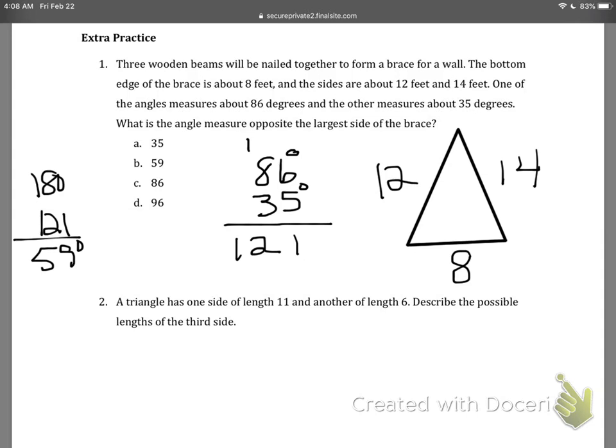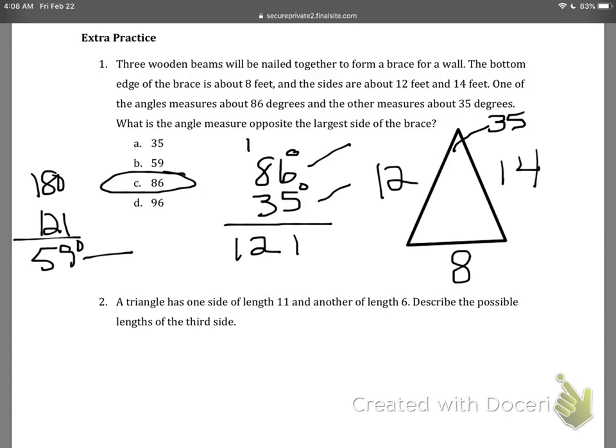86, 35, and 59. They want to know what's the angle measure opposite the largest side. Well, it has to be the largest angle. So between 59, 86, and 35, what's the largest angle? And that angle is 86. So if we're going to fill in the angles opposite the sides that are given, the smallest angle of 35 would go opposite the 8. So this would be 35.